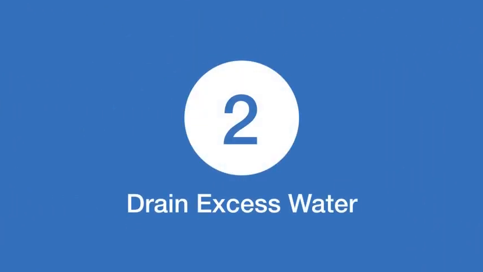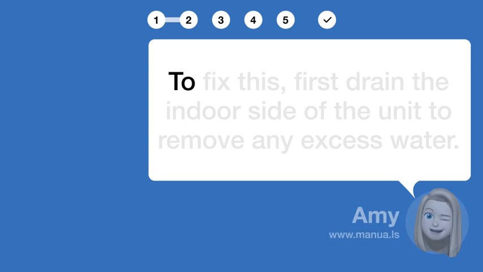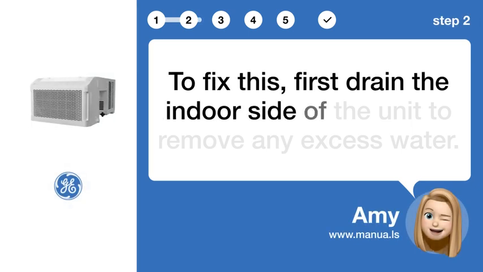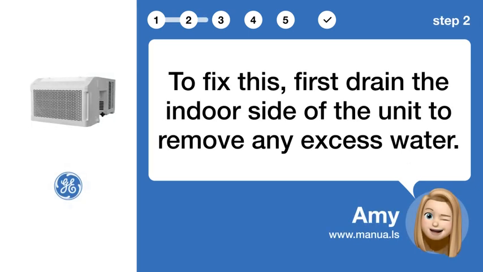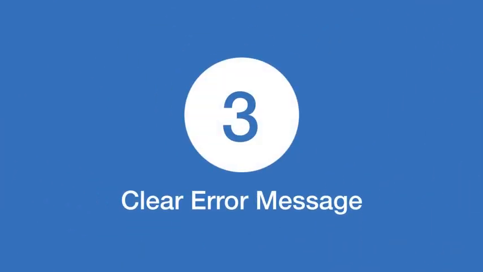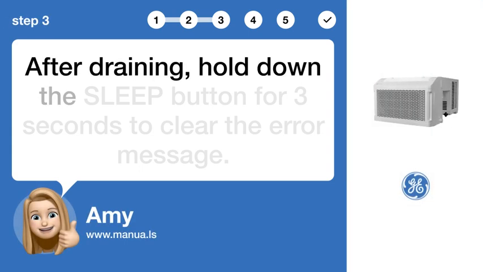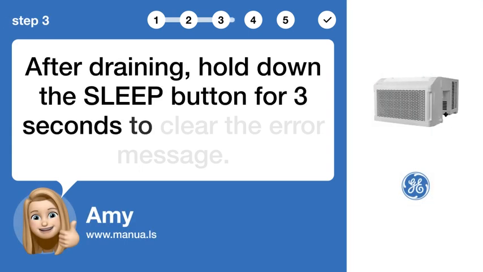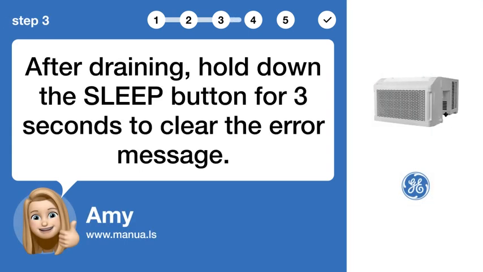Step 2. Drain excess water. To fix this, first drain the indoor side of the unit to remove any excess water. Step 3. Clear error message. After draining, hold down the SLEEP button for 3 seconds to clear the error message.